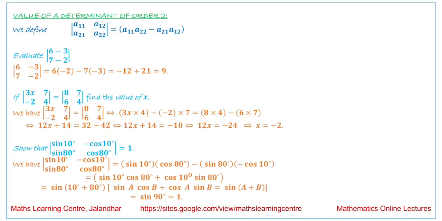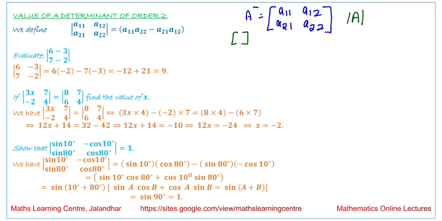Next, if we have a square matrix of order 2, the matrix A is given. It is written in this form: A11, A12, A21, A22. This is the matrix A given to us. We want to find the determinant of A. When we are writing the matrix, we write it in square brackets. When we are talking about the determinant, we write it in this way: A11, A12, A21, A22. This is the procedure to write the determinant.